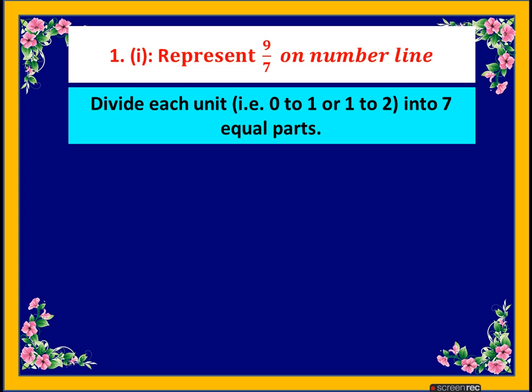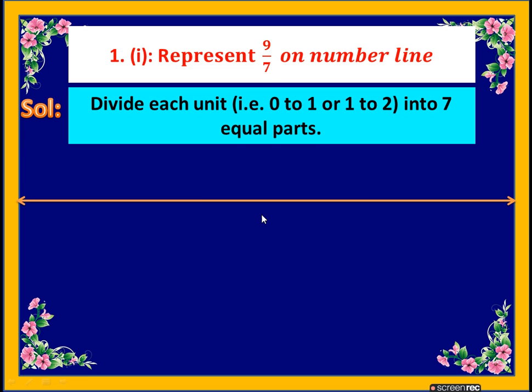So in the exercise, first question: represent 9 by 7 on the number line. How can we represent 9 by 7 on the number line? Solution: divide each unit, that is 0 to 1, 1 to 2, into 7 equal parts on the number line. Since we have to represent 9 by 7, we divide the unit into 7 equal parts.